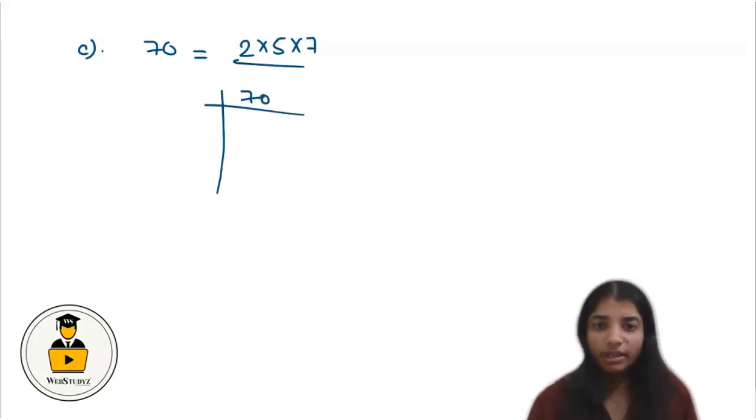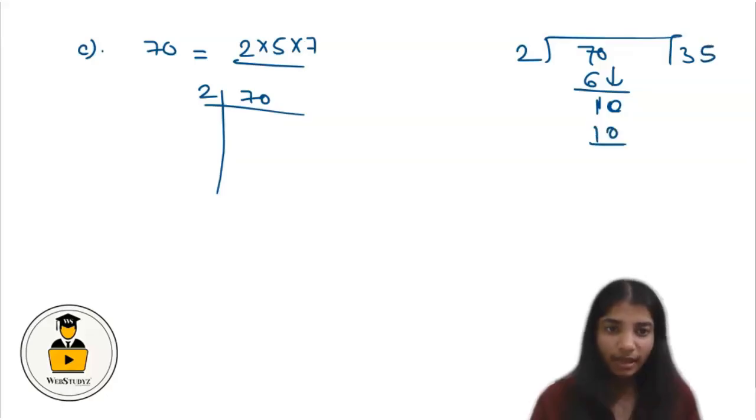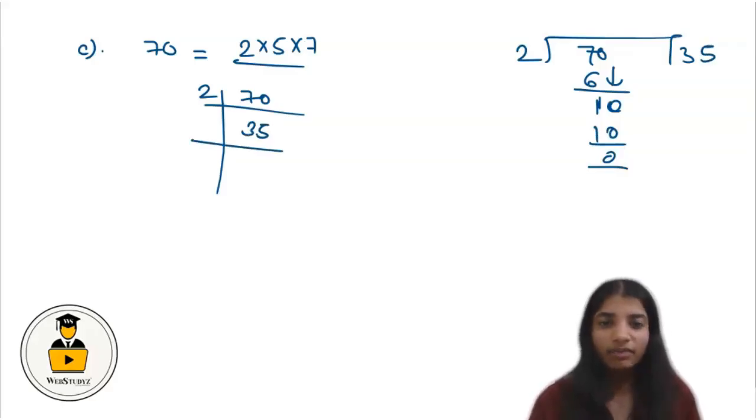So we are going to find the factors of 70. When we divide 70 by 2, we get the value 35. Now, 35 is not divisible by 2, 3 or 4. But 35 is divisible by 5, and we know that 5 multiplied by 7 is 35. So when we divide 35 by 5, we get the value 7.